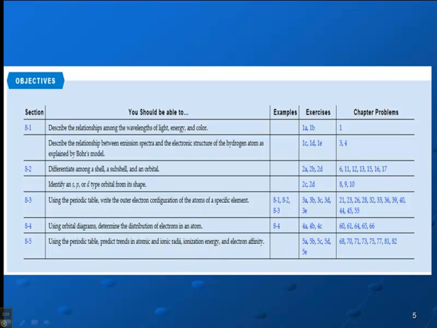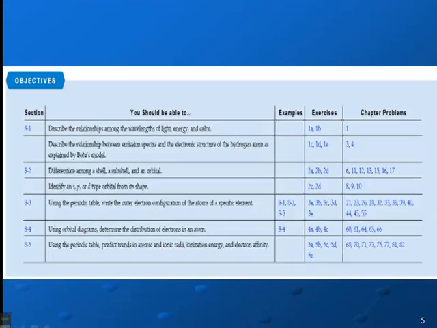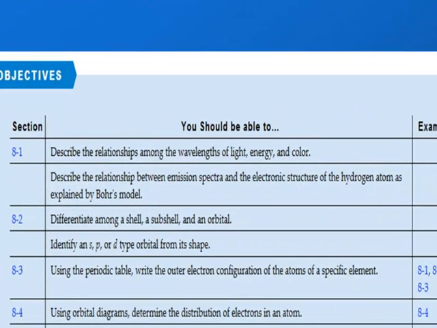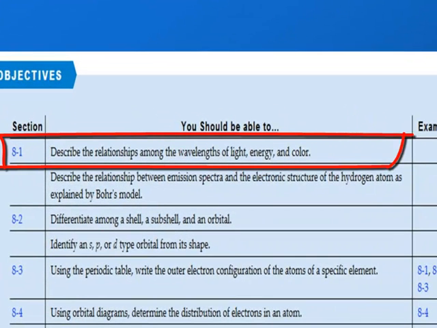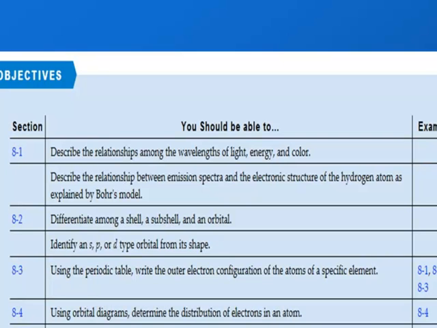And so this is from the end of each chapter in your book. There's a list of these learning objectives, and in this particular content module, we're going to focus on section 8.1 and then this first objective. So at the end of it, you should be able to describe the relationships among the wavelengths of light, energy, and color. And that's what we'll focus on in this content module.